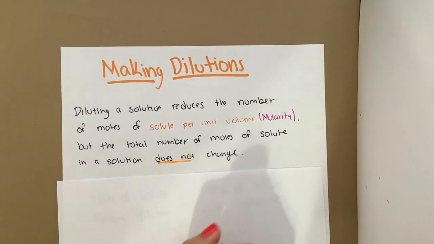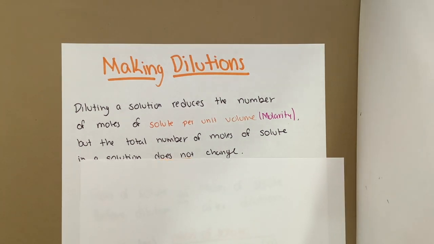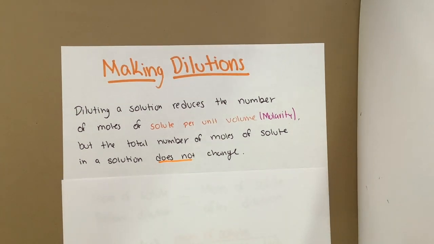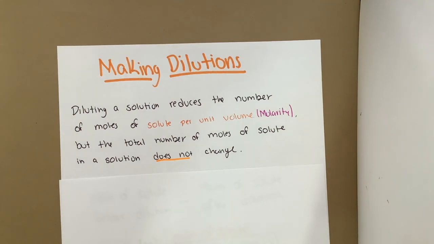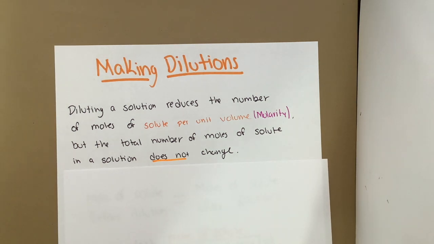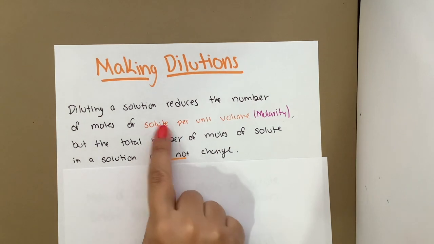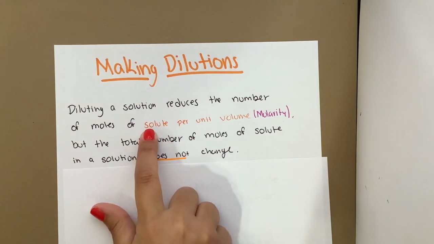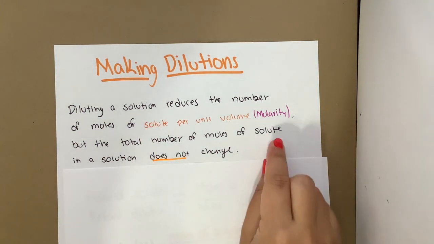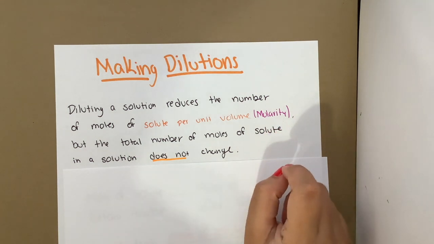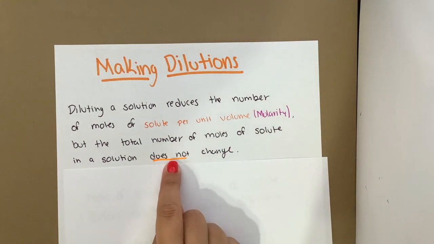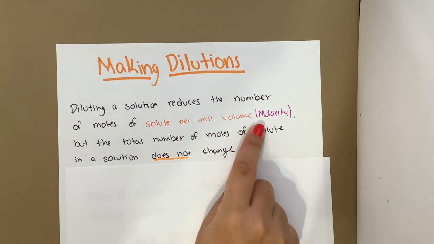So remember that a dilution, just like I showed you with the water and the food coloring, is where you take a solution and then you increase the amount of solvent. So you dilute it, you water it down. If we're talking about water as a solvent, you water it down, but you do not add any more solute. So the amount of solute stays the same, but the volume increases and the molarity decreases.